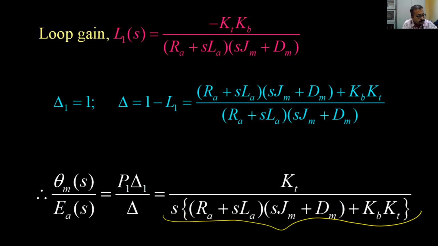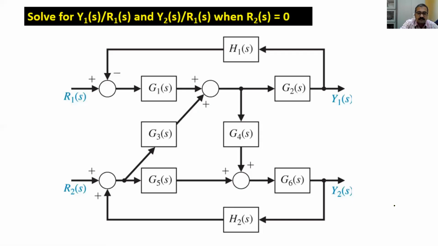Now let us try the next question. Solve for Y1 of S by R1 of S and Y2 of S by R1 of S when R2 of S is equal to 0. I will draw it on another file.